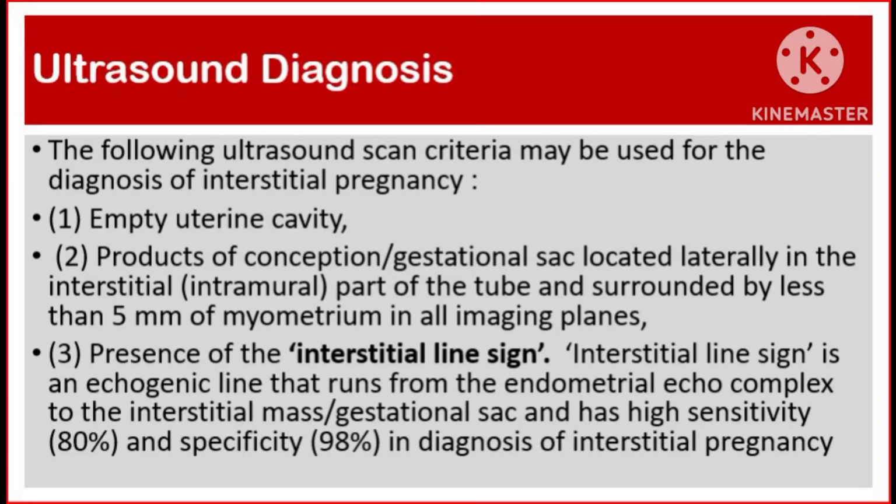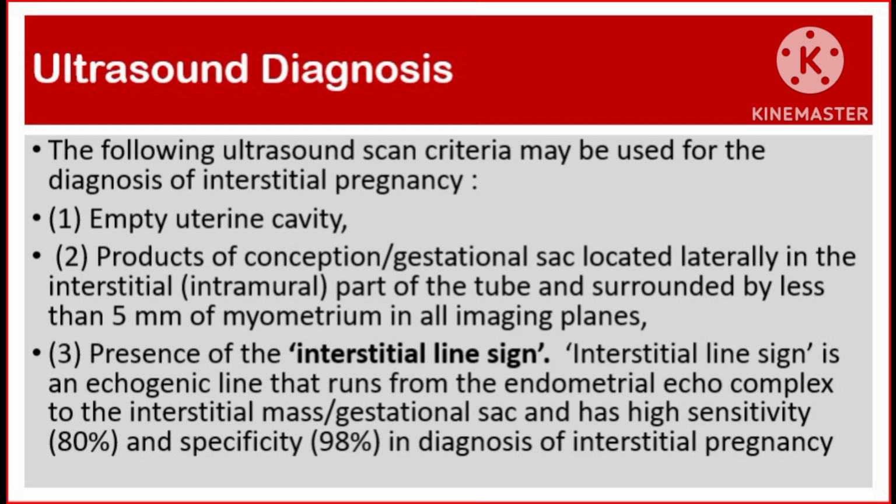Ultrasound diagnosis. The following ultrasound scan criteria may be used for the diagnosis of interstitial pregnancy. Number 1. Empty uterine cavity. Number 2. Products of conception or gestational sac located laterally in the interstitial intramural part of the tube and surrounded by less than 5 mm of myometrium in all imaging planes.